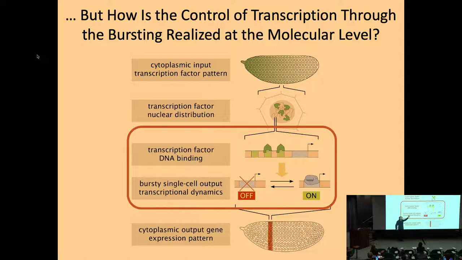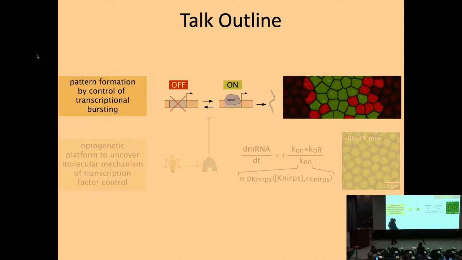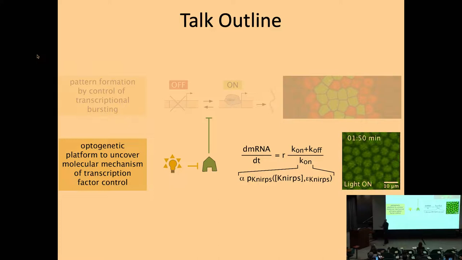So I just told you that these genes are bursting and the transcription factors seem to regulate gene expression by modulating bursting parameters. And what I want to show you now is how we can start making progress towards uncovering the molecular mechanism by which transcription factors are actually implementing this control of transcriptional bursting. We're going to keep talking about stripes, but instead of talking about the second stripe, I'm going to talk about stripes 4 and 6. This is one of those genes expressing 7 stripes.